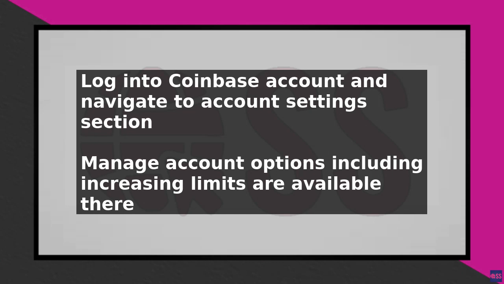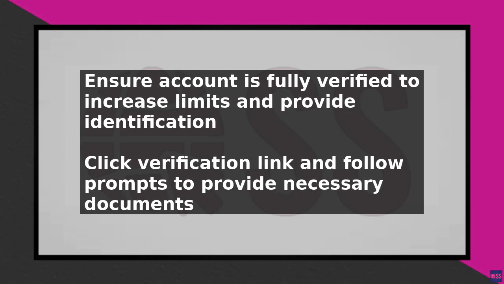If your account is not verified, click on the verification link and follow the prompts to provide the necessary identification documents. Once your account is verified, go to the Account Limits section and click on the Increase Limits button. You will be asked to provide additional information, such as your employment status, income level, and source of funds. Be prepared to provide accurate and truthful information, as this will help to expedite the verification process.